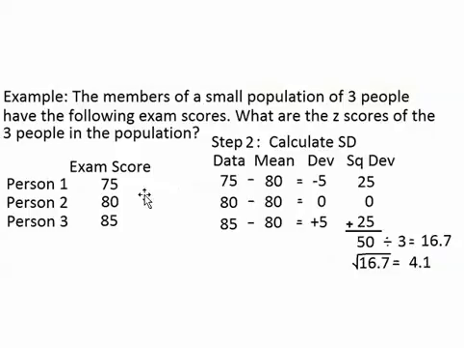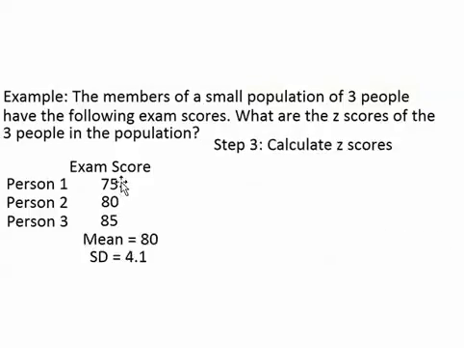Now that we know that this small population of 3 people has a mean of 80 and a standard deviation of 4.1, we now have all the information we need to get the z-score of each person. So what we're going to do is take each person's exam score, subtract the mean of 80, and divide by the standard deviation of 4.1 to get the person's z-score.